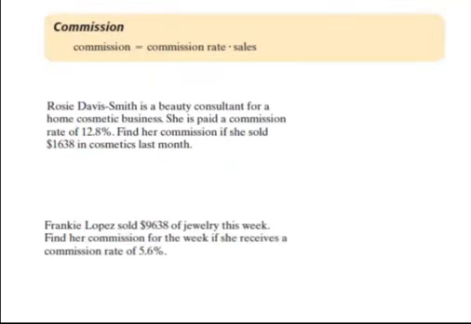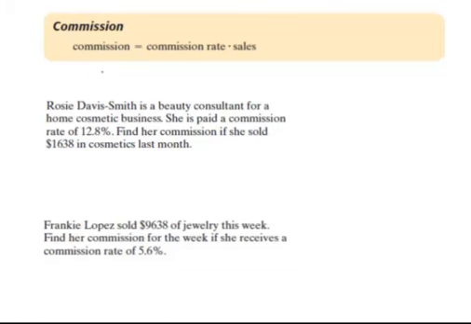All right, the last part of 5.7 deals with commission. And so we have a formula here. It says commission equals commission rate times the sales. So just like we did in the sales tax problems, I'm going to go ahead and write a brief little formula. Commission equals commission rate times my sales.